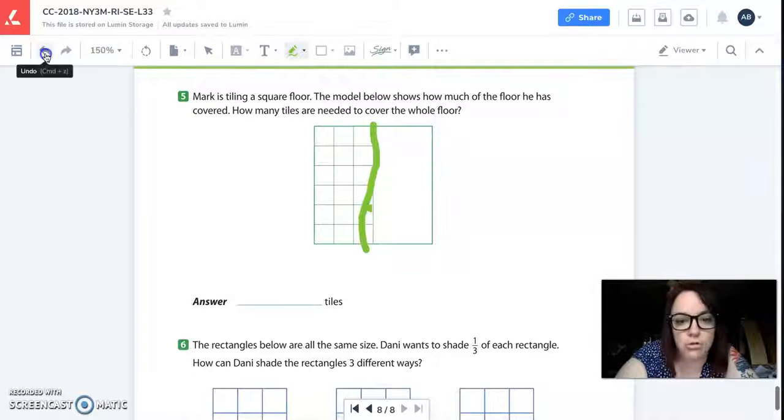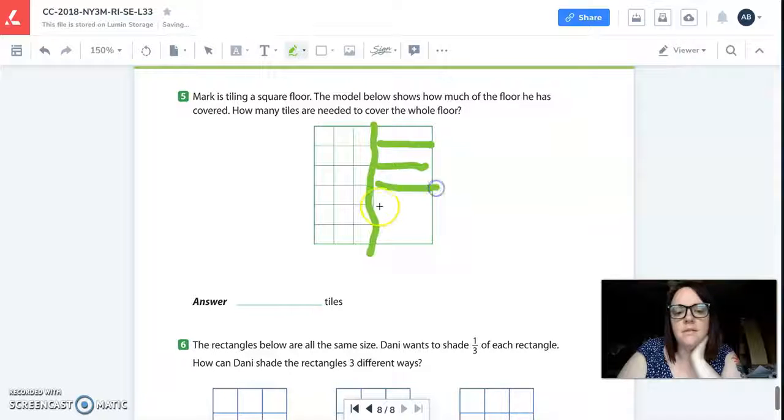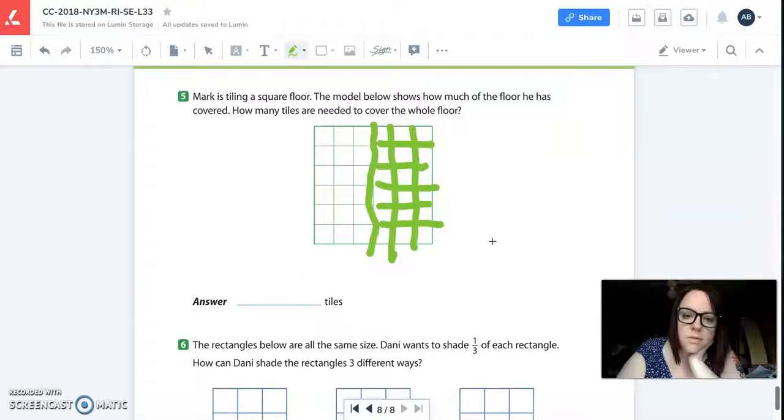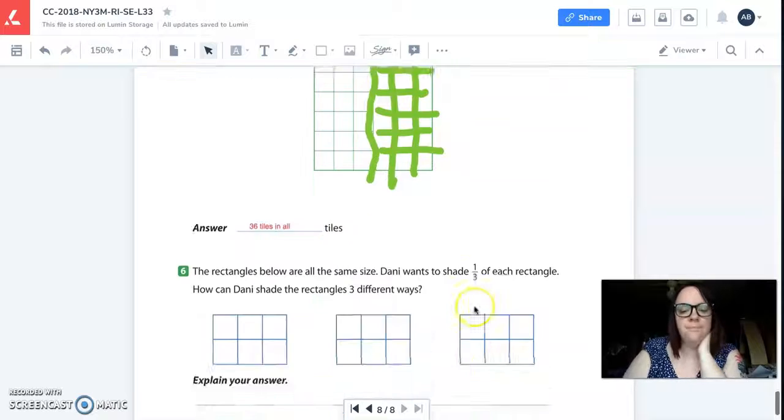Ms. Barker apparently cannot draw a line. Okay, well, this is going to have to do. I can't keep it straight. So we know that we have 3 and 6. 1, 2, 3, 4, 5, 6. Yeah, 6 on this side. So we need to put 3 and 6 on this side because it's split right in half. So now we have how many all together? 6 times 6 is 36 tiles in all, which they already have written there for us, so we didn't really have to write tiles, but that's okay.